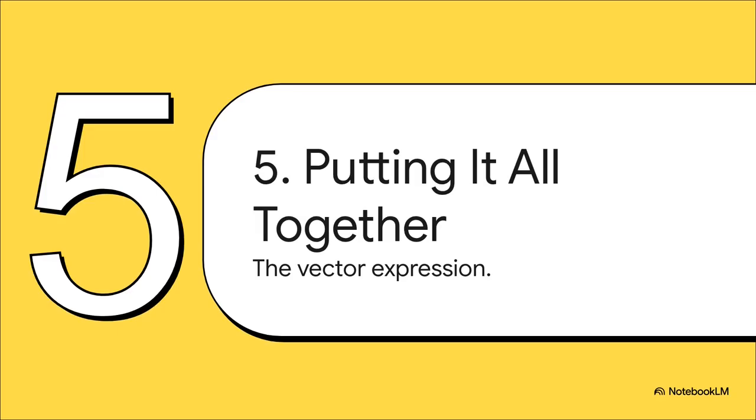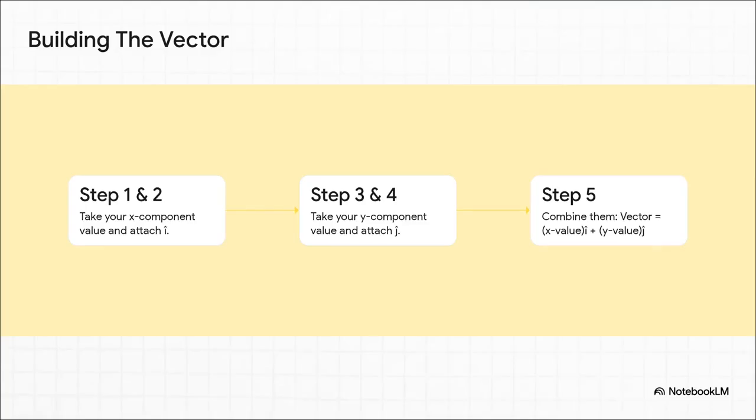Right, we've got all the pieces now. We have our ingredients, those are the component values, the 4 and the 3, and we have our labels, the i and j, to make sure we know which is which. It's time for the grand finale, Section 5, putting it all together to write out the complete recipe for our vector. Let's actually build it step by step.